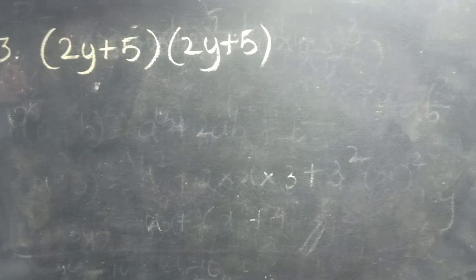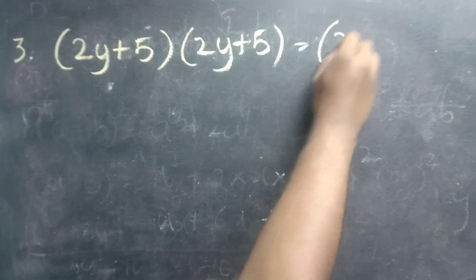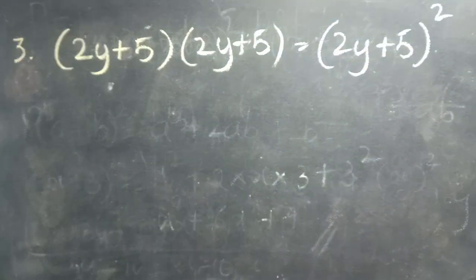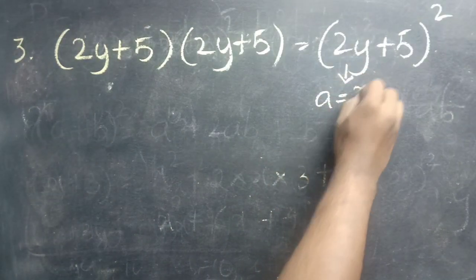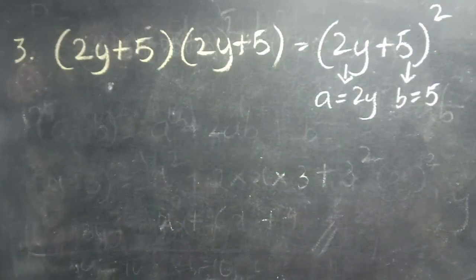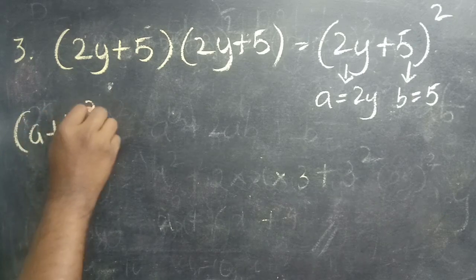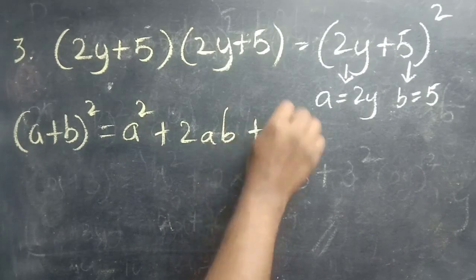Third question, 2y plus 5 into 2y plus 5, which can be written as 2y plus 5 whole square, which is of the form identity 1. In place of a, that is 2y. In place of b, I have 5. Now I write the identity 1, that is a plus b whole square equals a square plus 2ab plus b square.